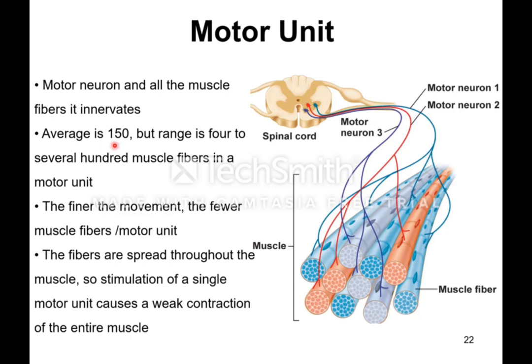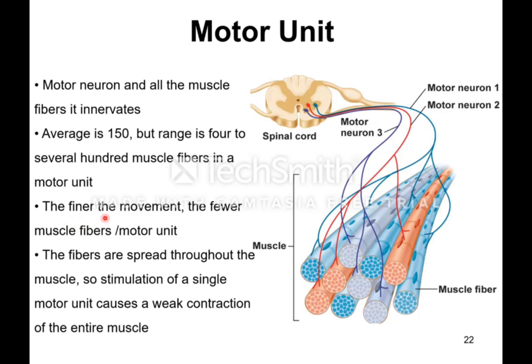The average is around 150, but the range may be between 4 and several hundred muscle fibers in a motor unit. Yes, for example here, motor unit number 1 innervates 1, 2, 3, and 4 that have blue color. Yes, these 4 muscle fibers plus this motor neuron are named 1 motor unit.